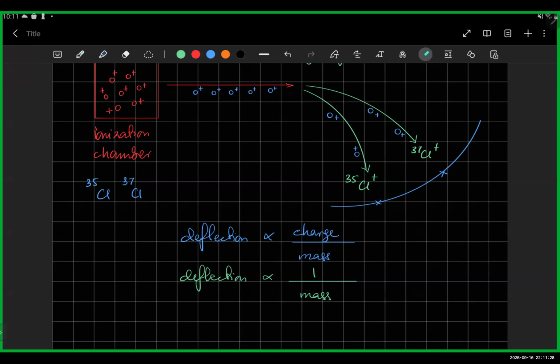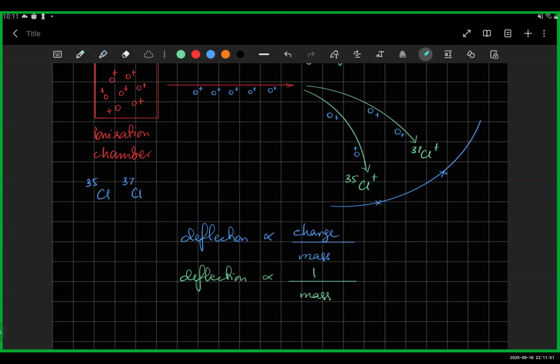So they compare it with carbon 12. If the deflection is twice as much as carbon 12, that means it's 2 times lighter than carbon 12. If the deflection is 10 times more than carbon 12, that means it's 10 times lighter than carbon 12. Is this clear?